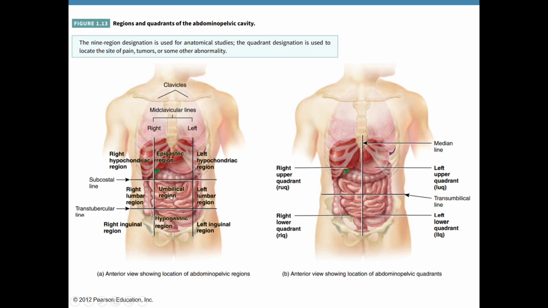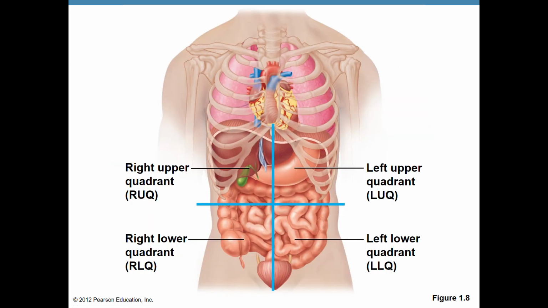Then the right lumbar region, the umbilical region, the left lumbar region, the right inguinal region, the hypogastric region, and the left inguinal region. So these are the 9 regions used for anatomical study. The quadrant designation is used to locate the site of pain, tumors, or some other abnormality. For example, we have the right upper quadrant, the right lower quadrant, the left upper quadrant, and the left lower quadrant. So this is the right upper quadrant, this is the right lower quadrant, left upper quadrant, and the left lower quadrant.